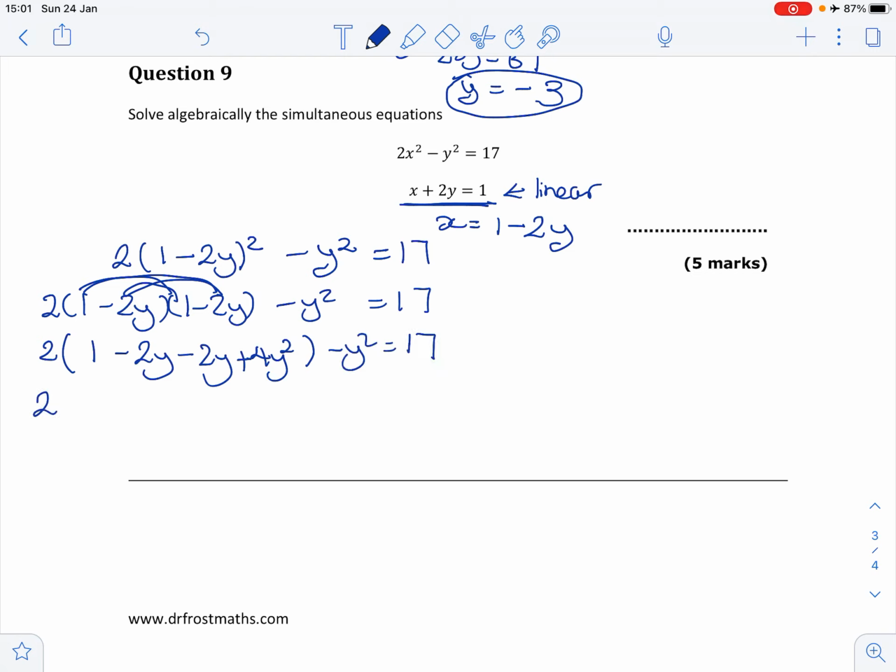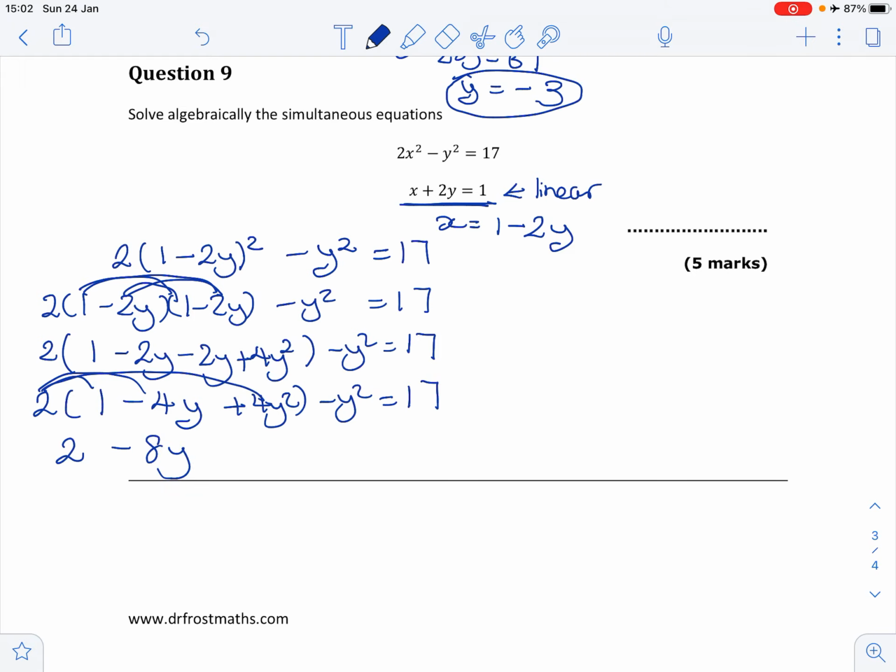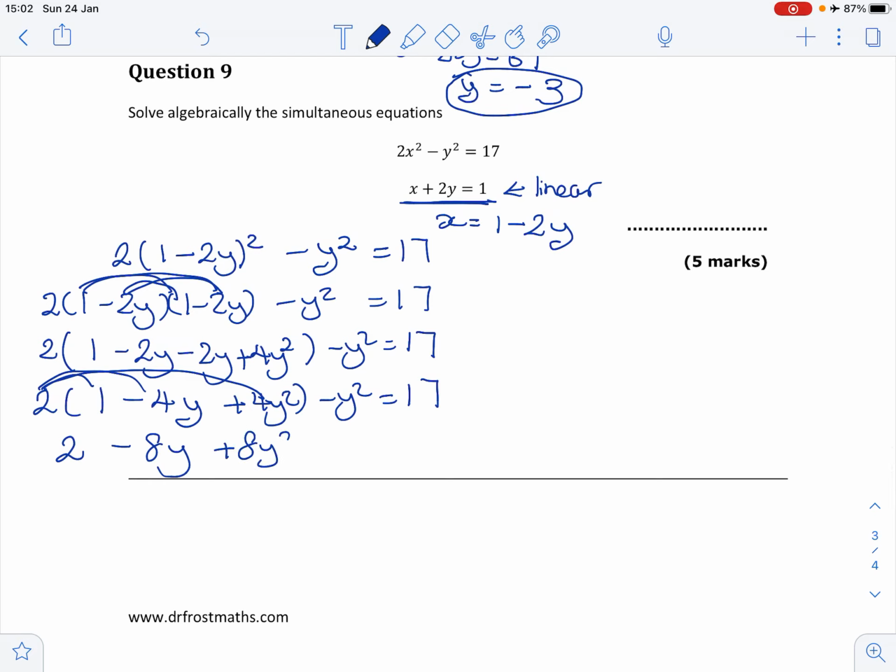So we're going to simplify what's inside the brackets. So I have 1 minus 4y plus 4y squared minus y squared equals 17. Then expand our bracket. So 2 times 1 is 2. 2 times minus 4y is minus 8y. 2 times plus 4y squared is plus 8y squared. Minus y squared equals 17.